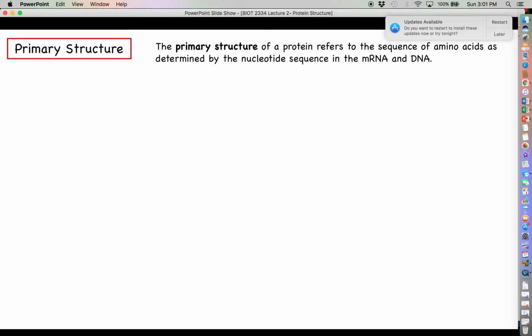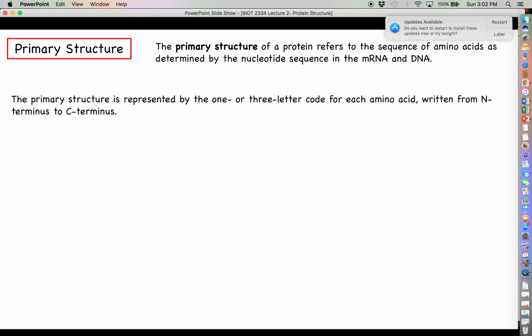So as we said, the primary structure of a protein, it's literally just information, right? It literally is just how many amino acids are in the protein and in what order do they come in. As we said, this is determined by the nucleotide sequence in both the mRNA and in the gene found on whichever particular chromosome that gene was found. So the primary structure is represented by a 1 or 3 letter code for each amino acid written one after another, starting with the N-terminus and then leading up to the C-terminus.